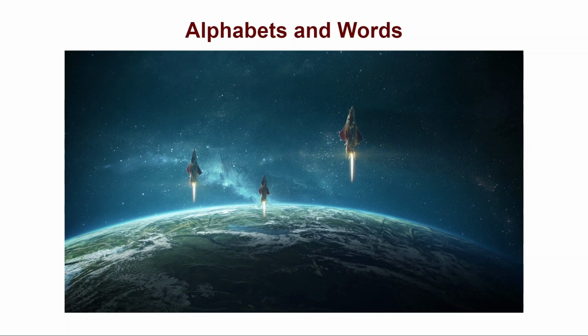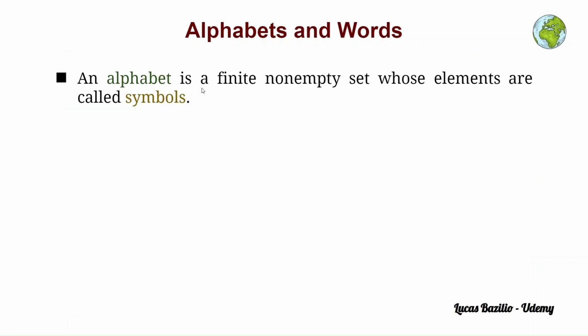Hey everyone, in this lecture we will introduce the basic notions and notations on language theory that we will use during the course. An alphabet is a finite, non-empty set whose elements are called symbols. Usually we will denote the alphabet with the symbol sigma. As we know, this is the Greek symbol sigma, and although an alphabet is in fact any finite set, frequently its elements will be denoted by letters or digits.